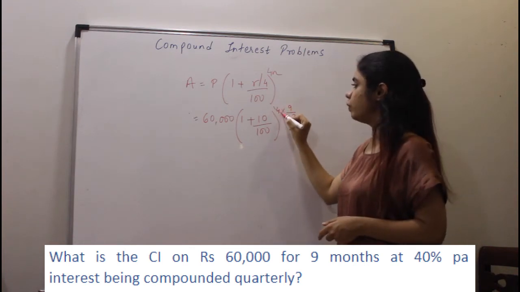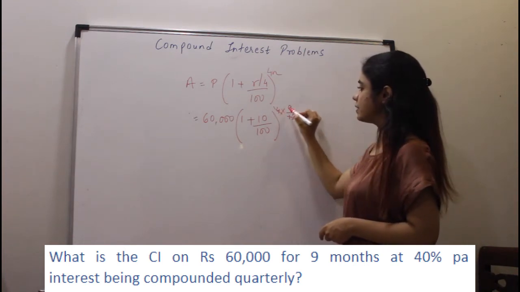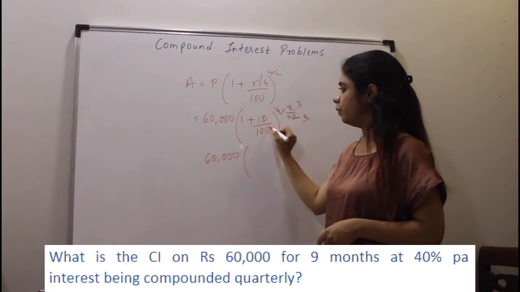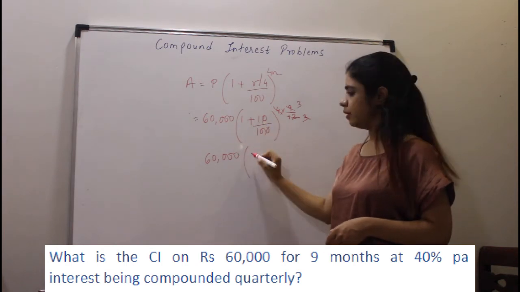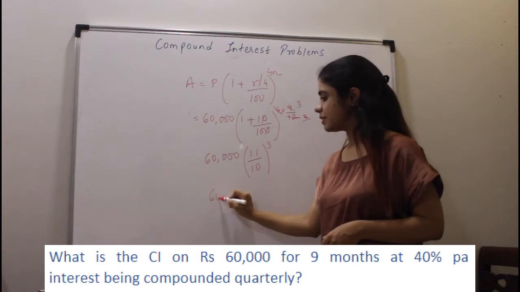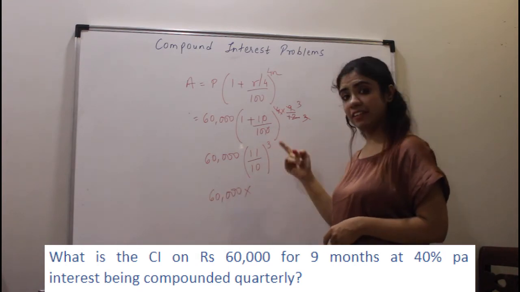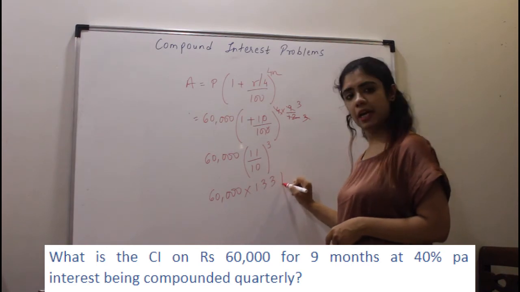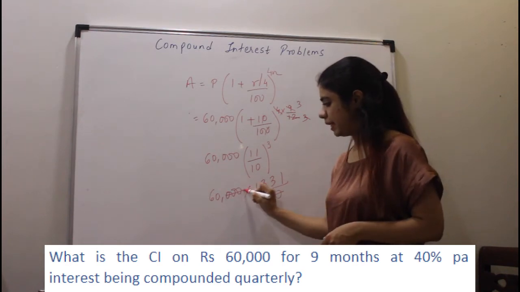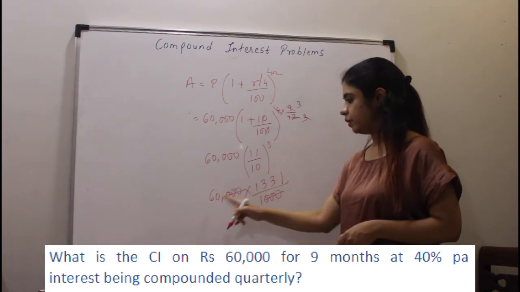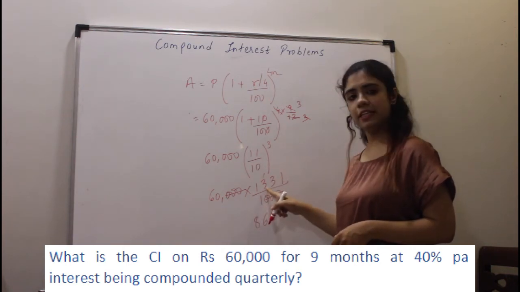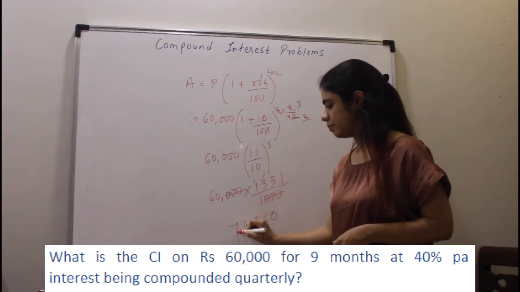So 4 1s are 4, 3 1s are 3, 3 3s are 9... So this will be 60,000 into 11 upon 10, the whole cube. So this will be 60,000 into, 11 cubed is 1331, 10 cubed is 1000. So if I eliminate this, this will be 0, so 6 1s are 6, 6 3s are 18, 18 plus 1 is 19 and this becomes 7.